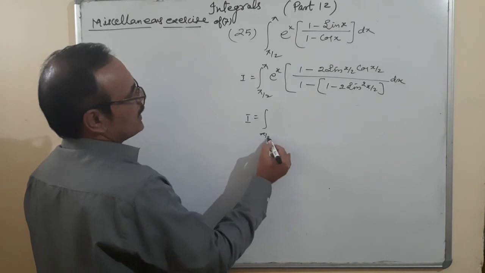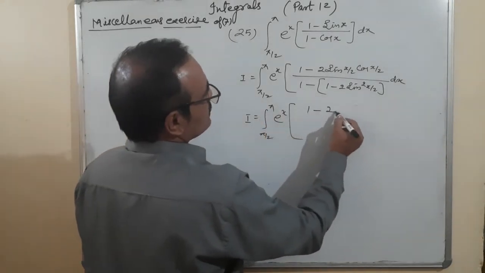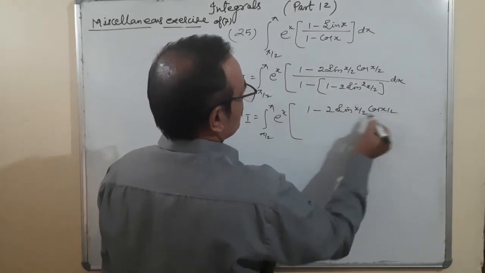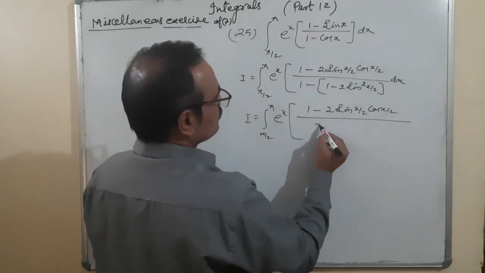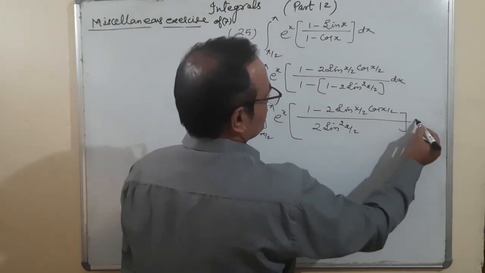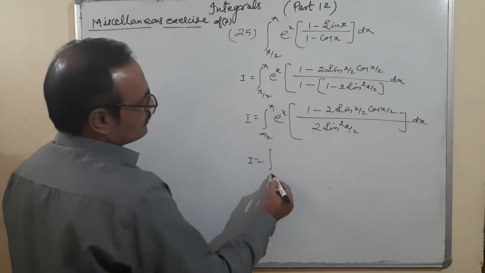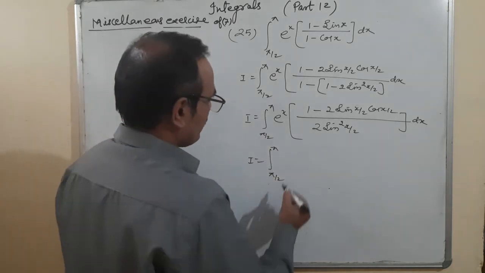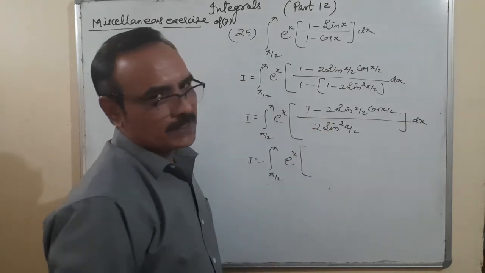Integral from pi by 2 to pi, e to the power x, (1 minus 2 sin x/2 cos x/2) upon... 1 cancels, minus minus plus, it is 2 sin square x/2 dx. Therefore I is equal to the integral from pi by 2 to pi, e to the power x, 1 upon 2 sin square x by 2.